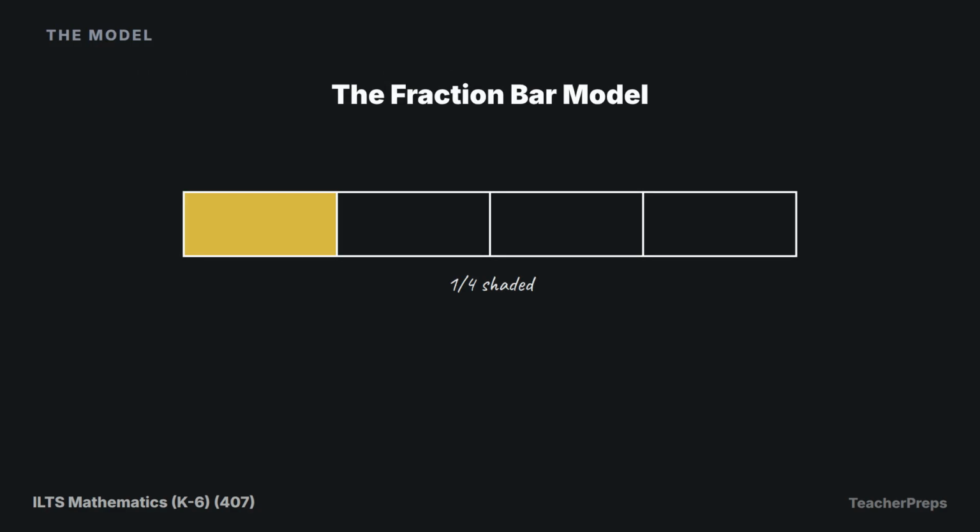This fraction bar divides one whole into 4 equal parts and shades exactly 1, representing the unit fraction 1/4. Unit fractions are the building blocks of all fractions. 3/4 is simply 3 copies of 1/4. Teachers use the fraction bar when students need to see that every fraction names a relationship between a part and a defined whole, and that the whole must stay constant for comparisons to be valid.